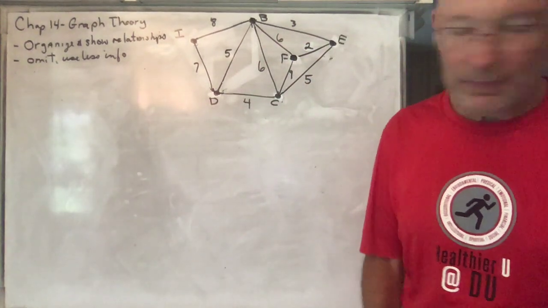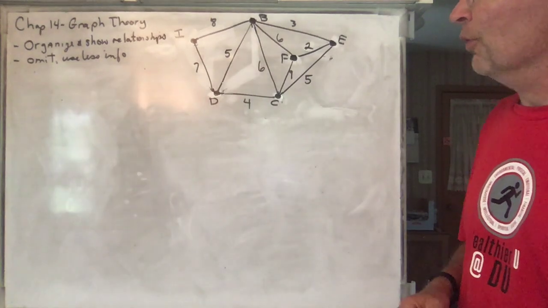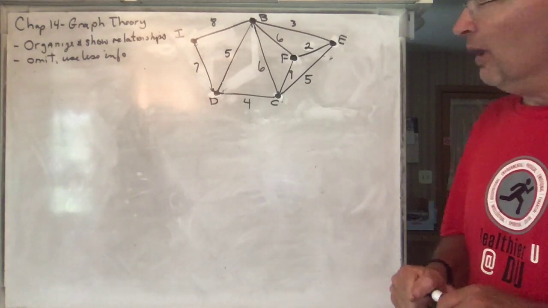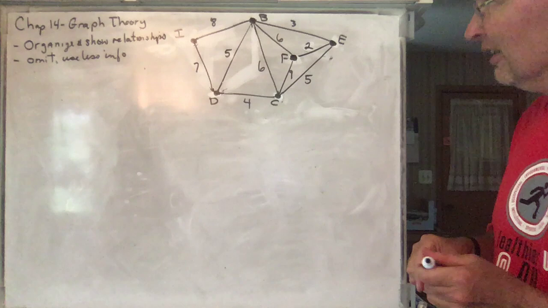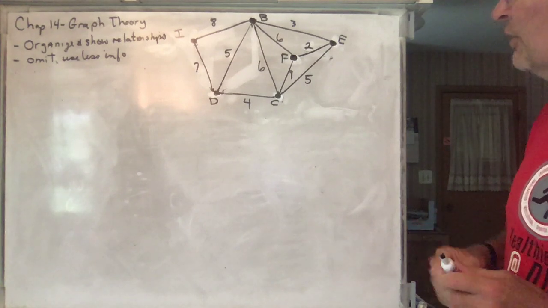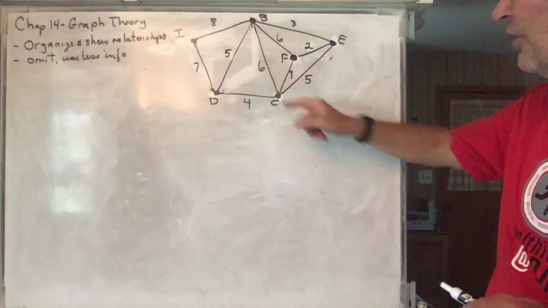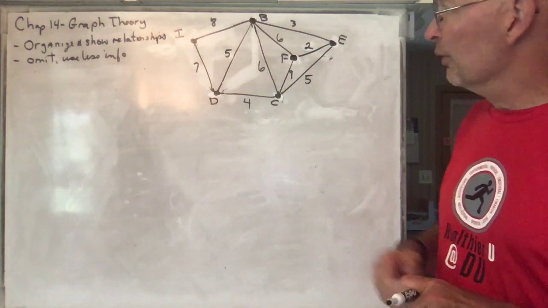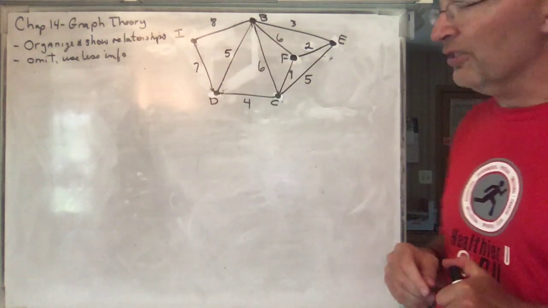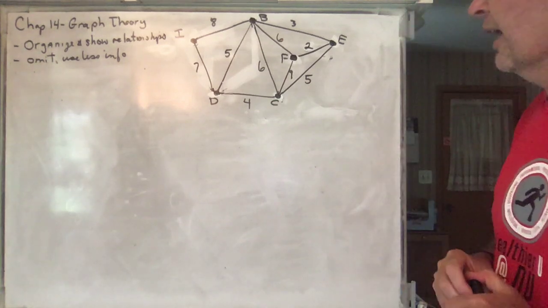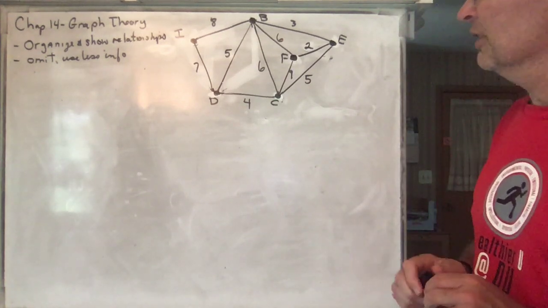One more lesson from this book, Chapter 14, Graph Theory. I took the graph that we had yesterday, or last lesson, and notice how I changed it. I put numbers on all of these edges, okay? When you have a graph with numbers on all these edges, it's called a weighted graph. Each of the edges has a weight, okay?